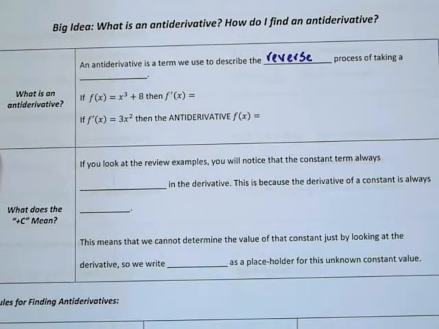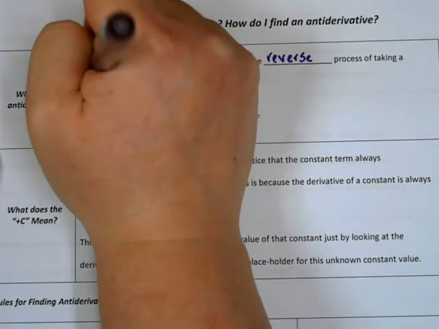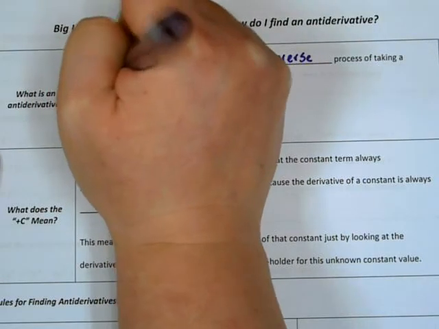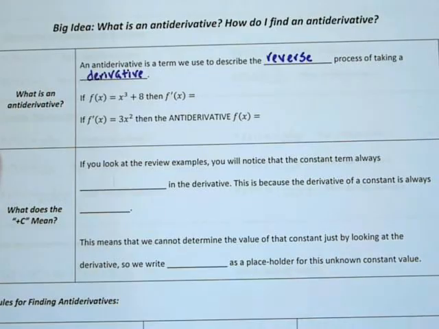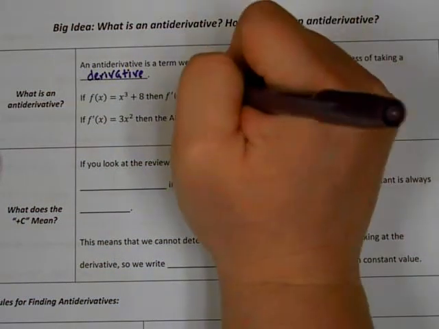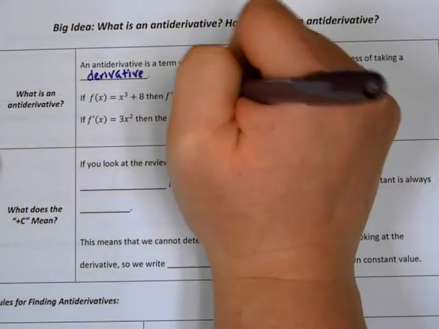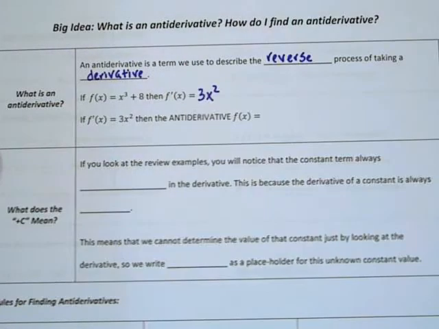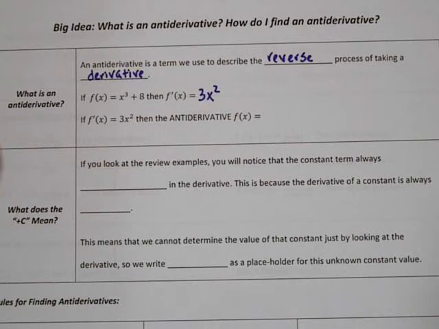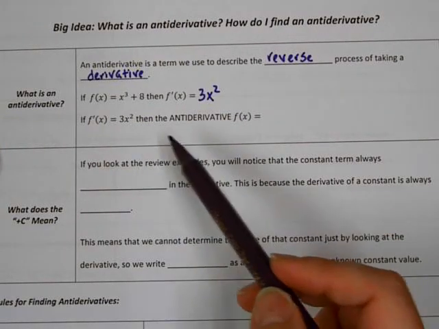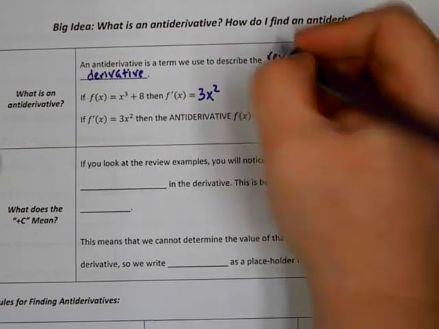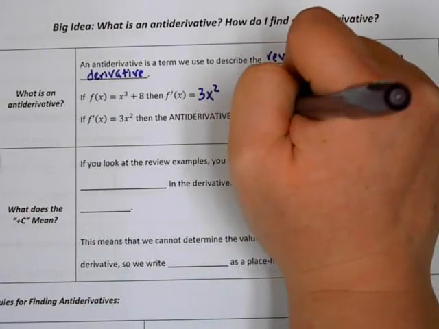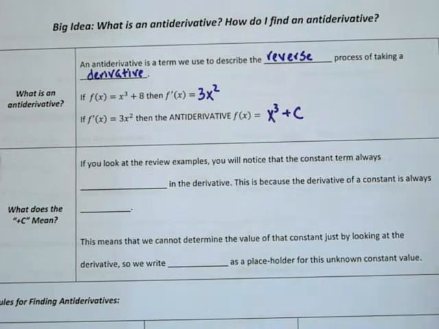So an antiderivative is a term that we use to describe the reverse process of taking a derivative. So for example, if f of x is equal to x cubed plus 8, then f prime of x, we can just use some really quick power rule and we get 3x squared. But now when we're going backwards, f prime of x is 3x squared. If I want the antiderivative, then that has to be x to the third plus c.